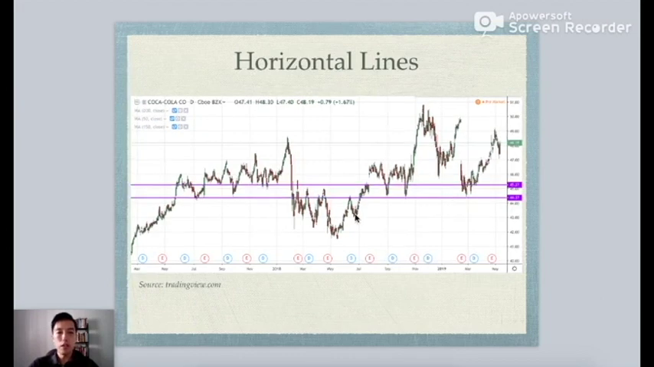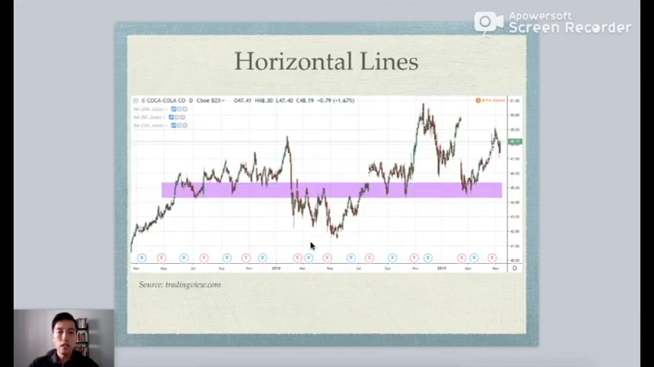But if you notice, once price goes up, it tends to bounce around this area. Then it came down, bounced off this area, went up, and bounced off this area. Then it came down and bounced off it again and went back up to where it is right now. You can see this somewhere around these two lines.